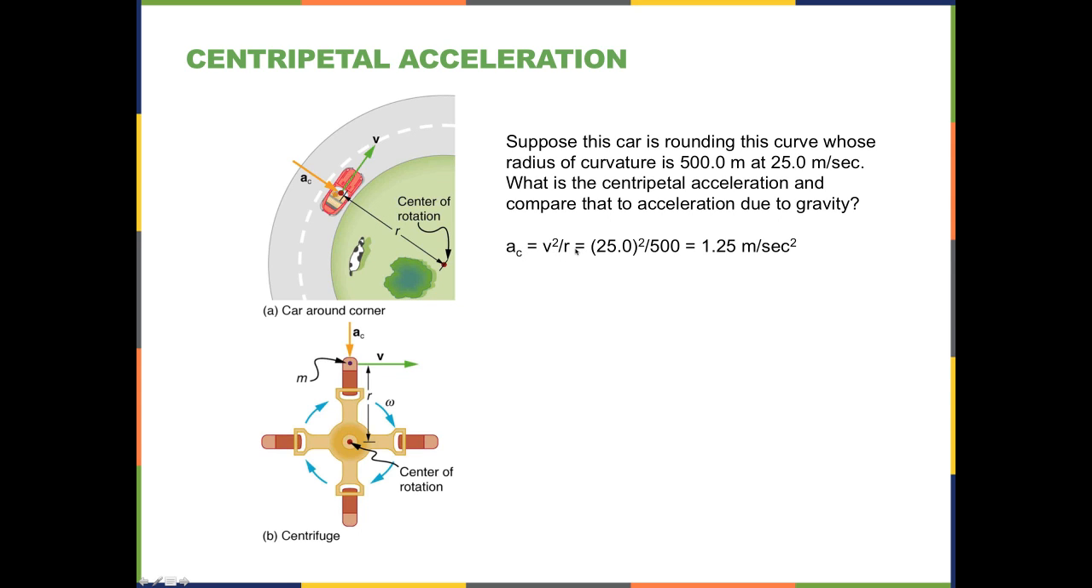Centripetal acceleration is v squared over r. It's 25 squared divided by 500, or 1.25 meters per second squared. That divided by gravity, it's 0.128 g. So the amount of acceleration toward the center here is a little less than 0.15 of the acceleration due to gravity.